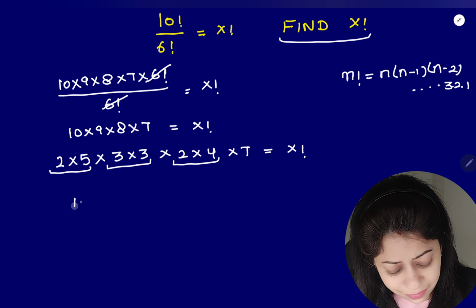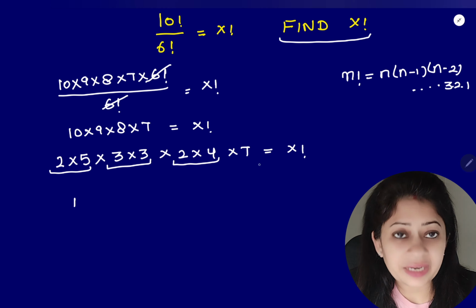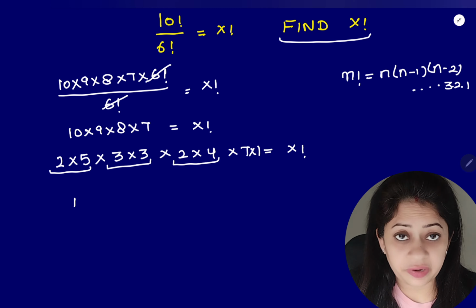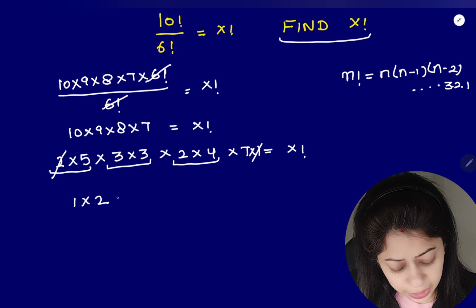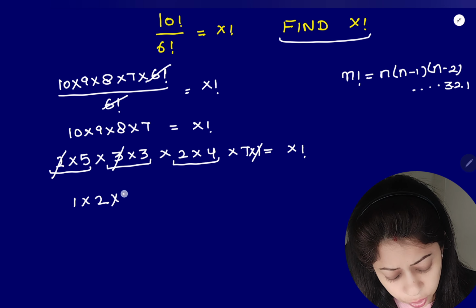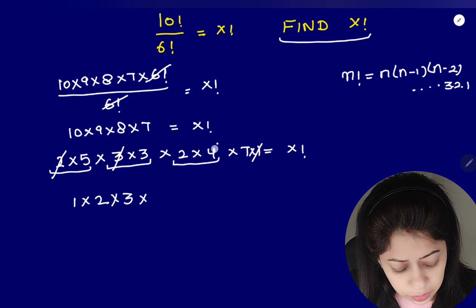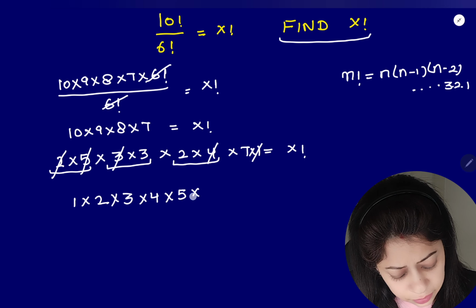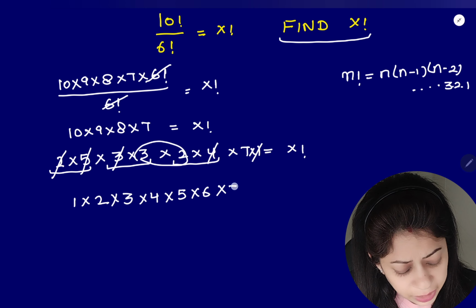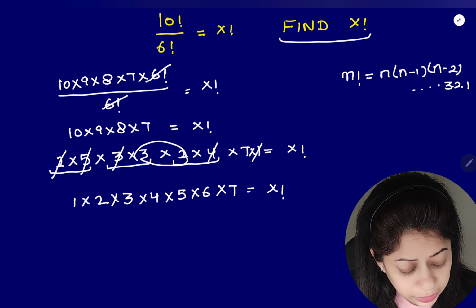Now 1 we can write as, when 1 we can take in any multiplication, it doesn't affect, right? So 1 times, if I take 1 of 2 here, okay, 2 and 1 I have taken, and now I take 1 of 3 here, right? Now I take 4 here, then I take 5 here. Now this 3 and 2 will become 6, times 7 is equal to x factorial.